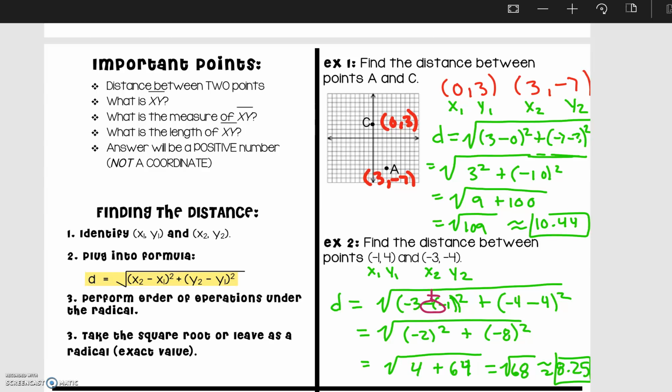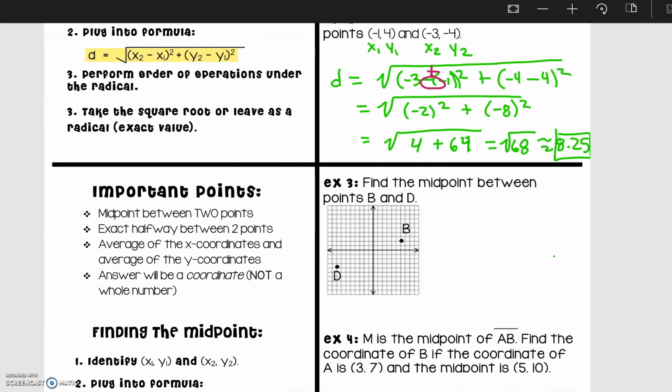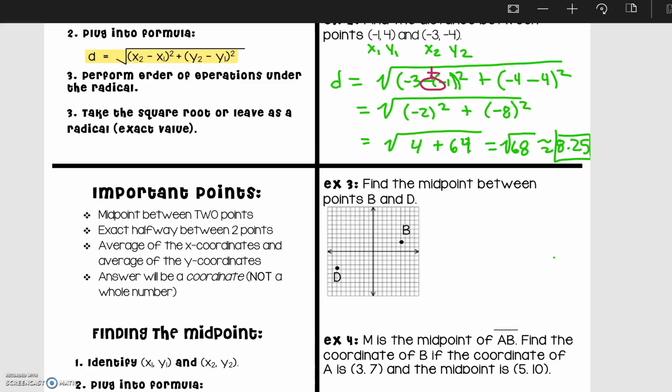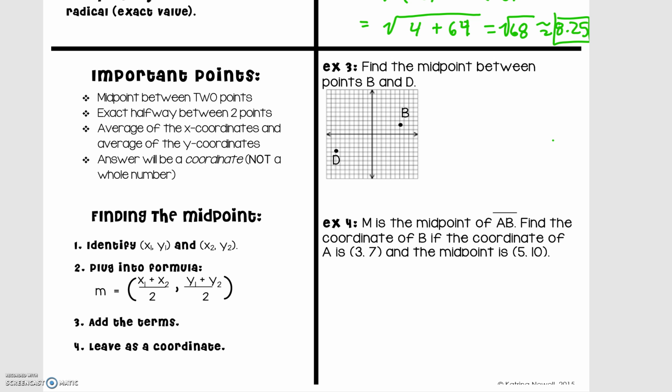Next, we're going to do the midpoint formula. So for the midpoint formula, make sure you read the important points. It's the midpoint between 2 points, or we may say the exact halfway between 2 points, the average of the x-coordinate and the y-coordinate, and then for this one, our answer will be a coordinate, and then it gives you the steps to finding how to do the midpoint. And then you have the steps over here on how to find the midpoint.